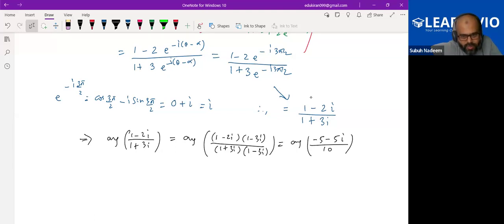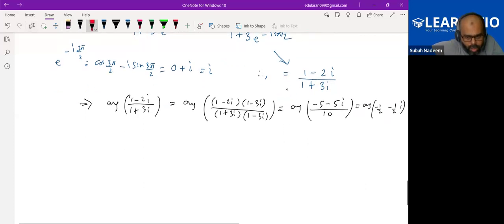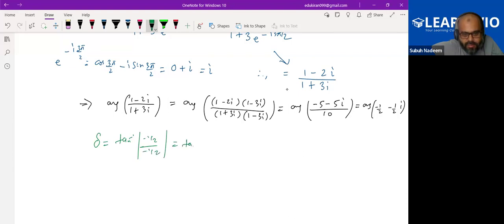In the denominator we applied a square minus b square. In the numerator we multiplied the terms with their terms. So this is the argument of minus 1 by 2 minus 1 by 2i. Now what is the argument of minus 1 by 2 minus 1 by 2i? If you just see the definition of argument, let us not call it theta because theta we have already taken something. Suppose delta is equal to tan inverse of mod of y by x, that is minus half by minus half. That is tan inverse of 1, which is pi by 4.